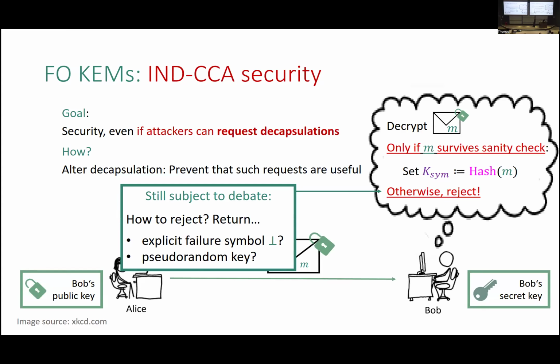And this can mean two different things. There are two alternative approaches to how we reject invalid ciphertexts. And as of today, it's still subject to debate which variant would be better to pick. So the first variant would be to return an explicit failure symbol. This is what we usually call explicit rejection. And the alternative approach would be to derive the key in a pseudo-random way from the ciphertext. So we get something that's still in the key space. And since this somewhat hides that we rejected, this is often called implicit rejection.